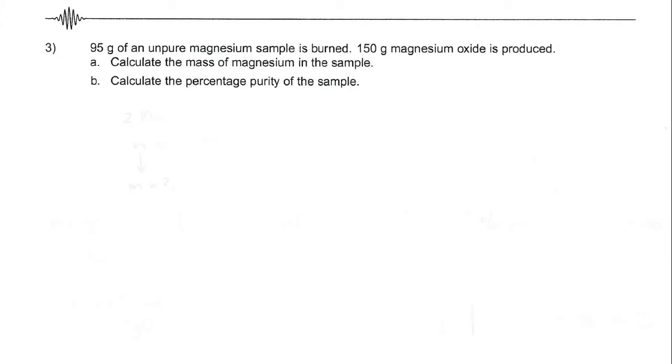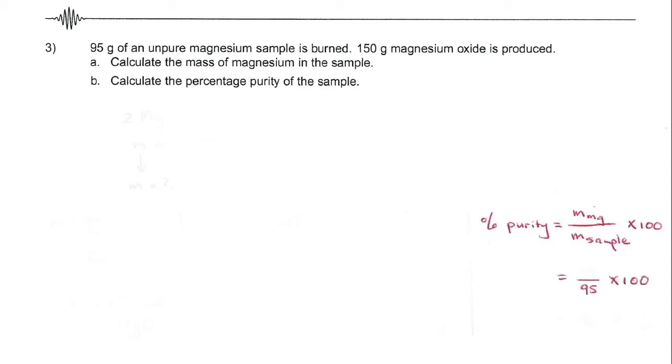Now in number 3, they tell you 95 grams of unpure magnesium. So immediately, if it's unpure, you have to be very careful. Don't use that mass in a mole calculation because some of that 95 is actually not magnesium, right? And then they tell you that 150 grams of magnesium oxide is produced. Now the first problem here is they don't give you an equation. Let's just start with the percentage purity equation. They just give you that 95, and that is the sample. So that will be going in at the bottom.